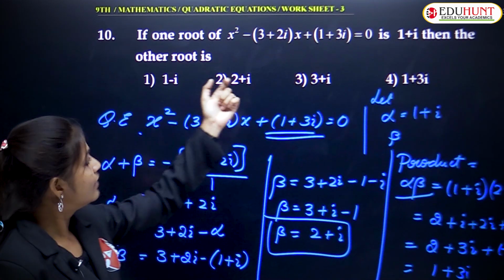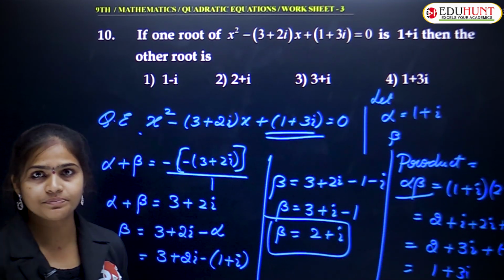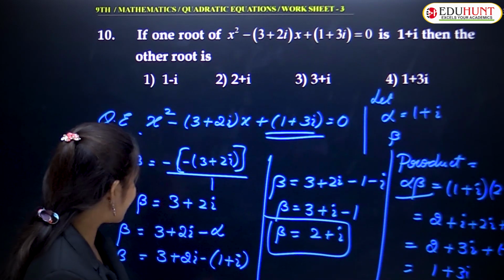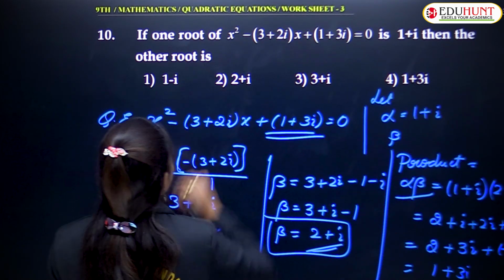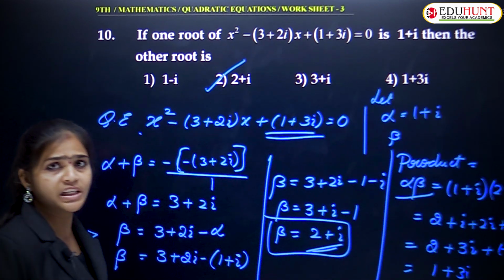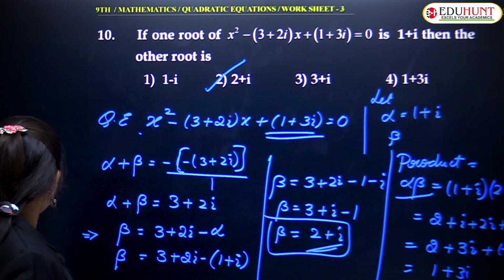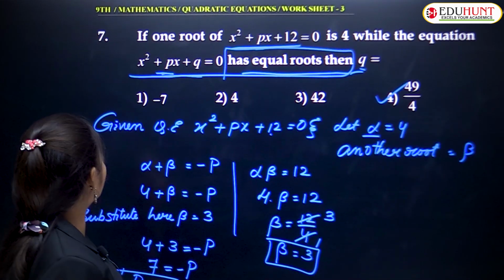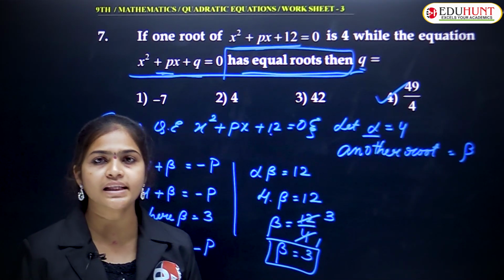So that second root and the first root must satisfy the given equation. Understand? So what is the answer here? What is the other root? That is 2 plus i. So which option is correct here? Option 2 is correct. Okay, so let us see the next question. So children, up to here 7 questions are completed. So we will continue from the next video. Okay, thank you all.